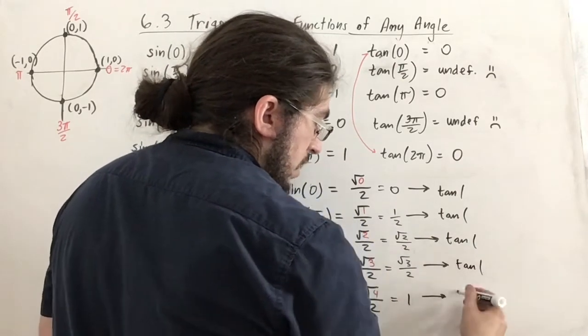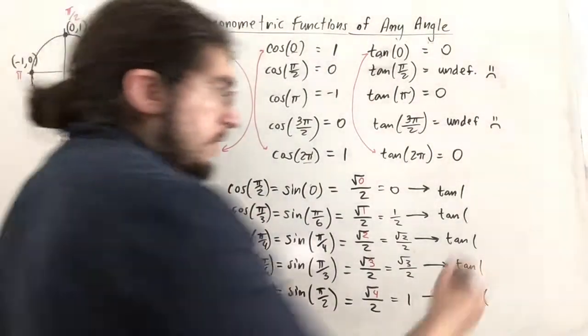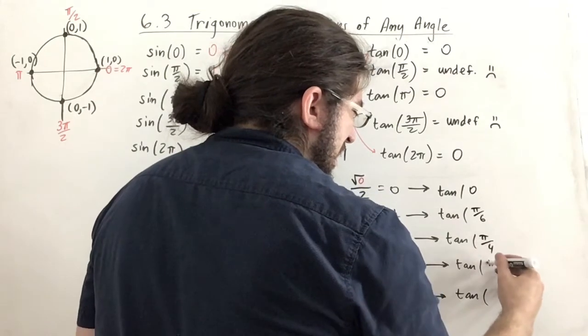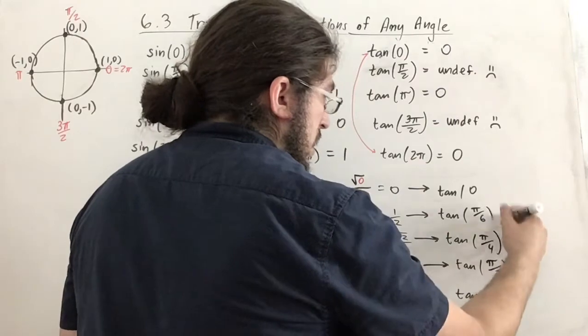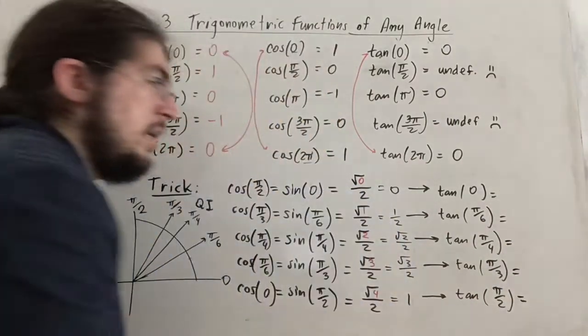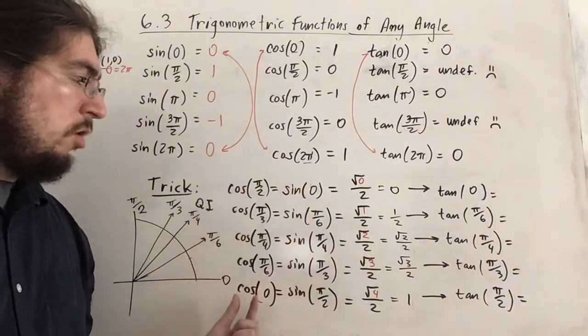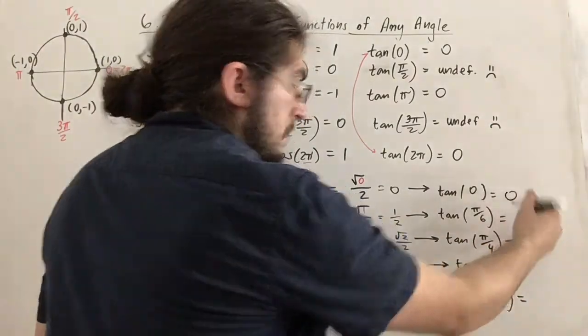So we have tangent of, I guess we can just write them in the same order. 0, pi over 6, pi over 4, pi over 3, and pi over 2 finally. Now remember, tangent is sine over cosine. So we'll have to divide sine by cosine of that same angle. So sine of 0 over cosine of 0, well, that's just 0 over 1, so that's 0.